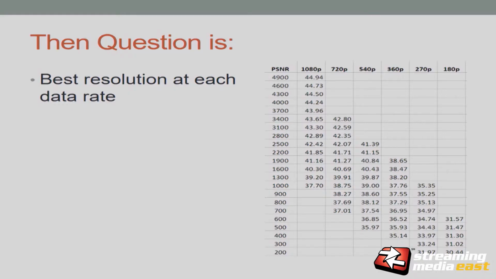So we have this information. The next question is, what resolutions are you going to use at each data rate? Basically, you just start encoding files at different resolutions and coming up with different PSNR ratings. In essence, this is what Netflix did. They used a different way of getting here, but they basically encoded files at 1080p, 720p, 540p, 360p, and these are all the typical resolutions you want to encode at.